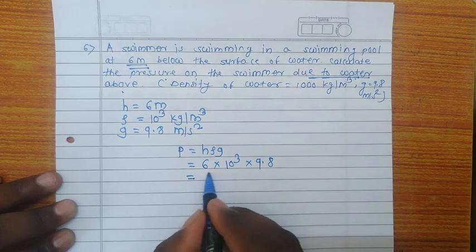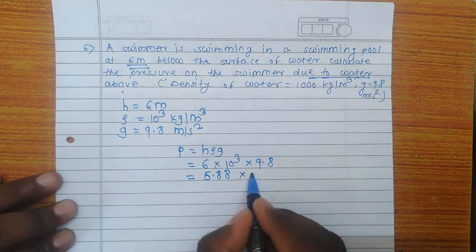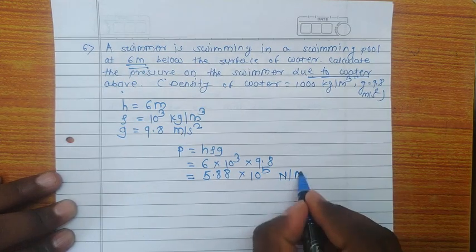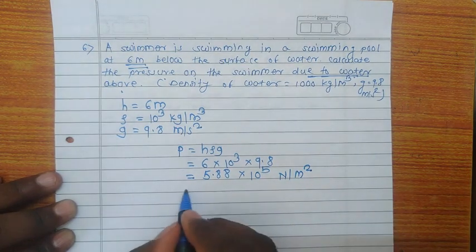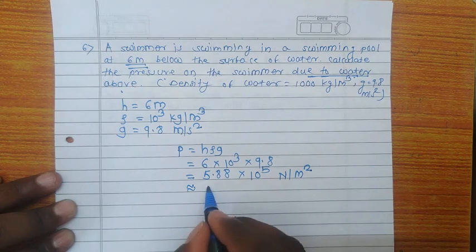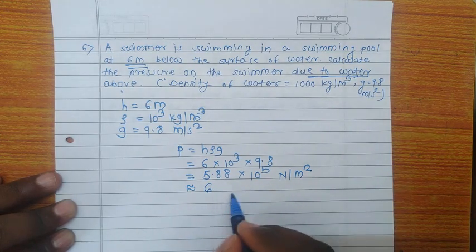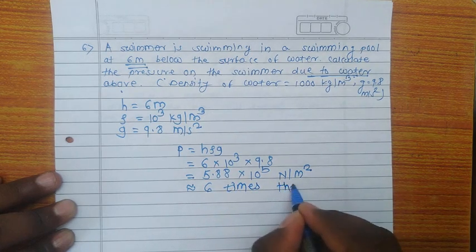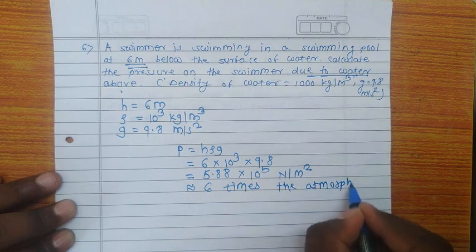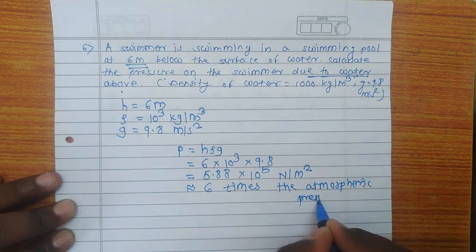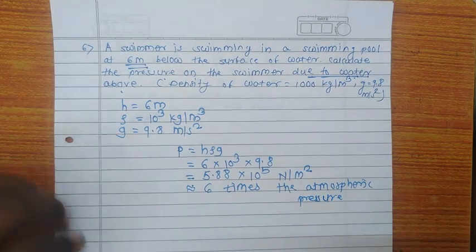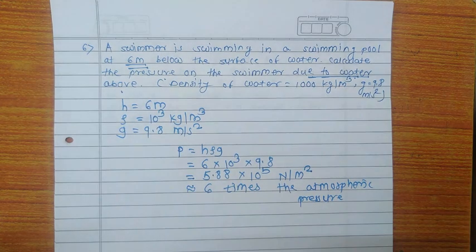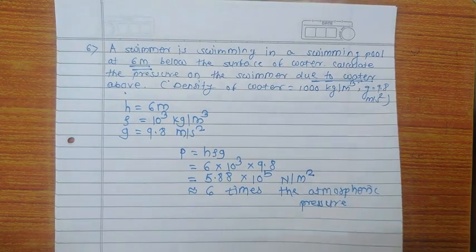So which will be equal to 5.88 into 10 raised to 5 Newton per meter square, which will be approximately equal to 6 times the atmospheric pressure, because 1 atmosphere is going to be what, 1 into 10 raised to 5. So it is 5.88, approximately equal to 6 times the atmospheric pressure.